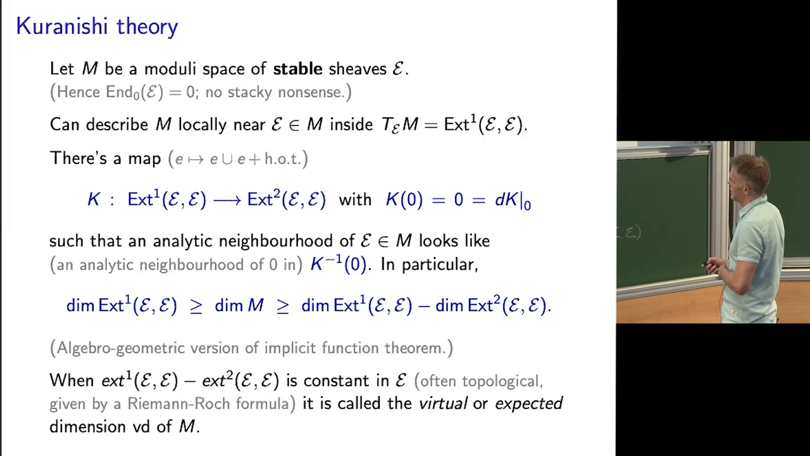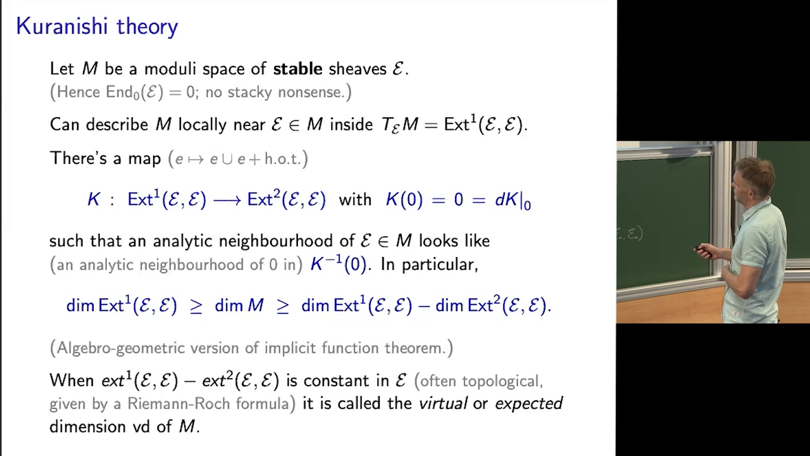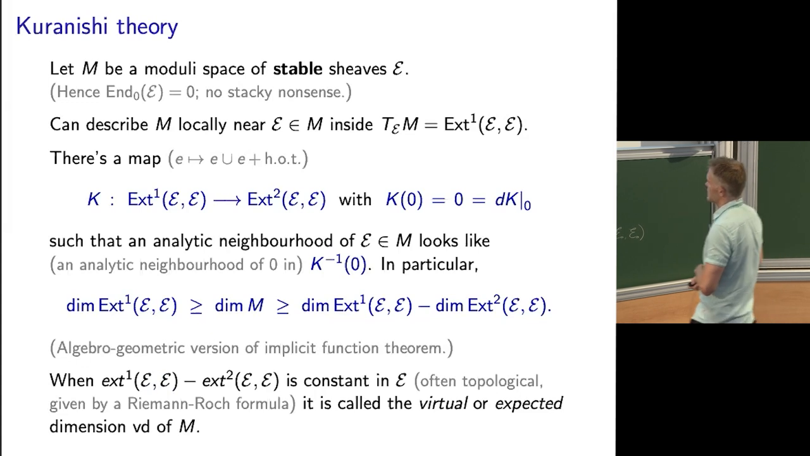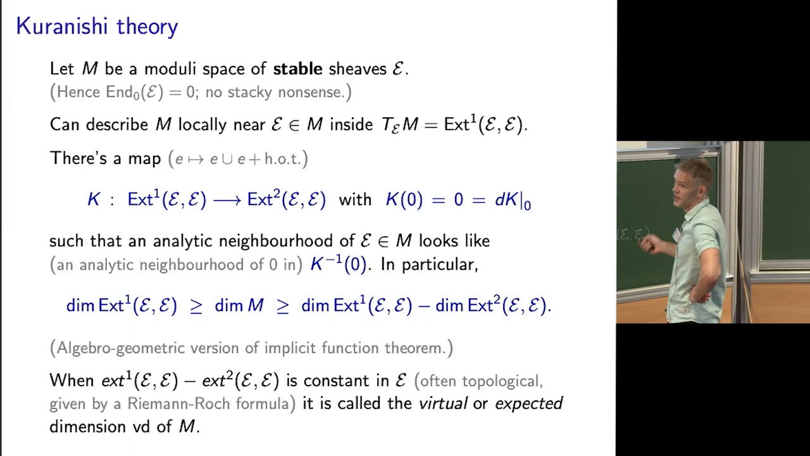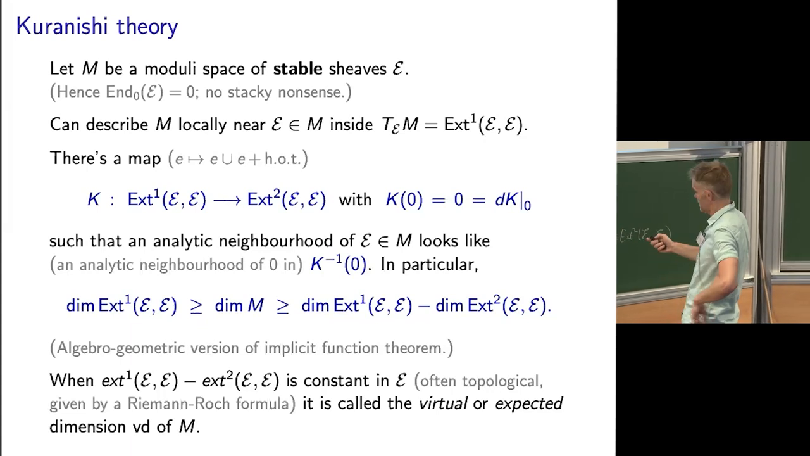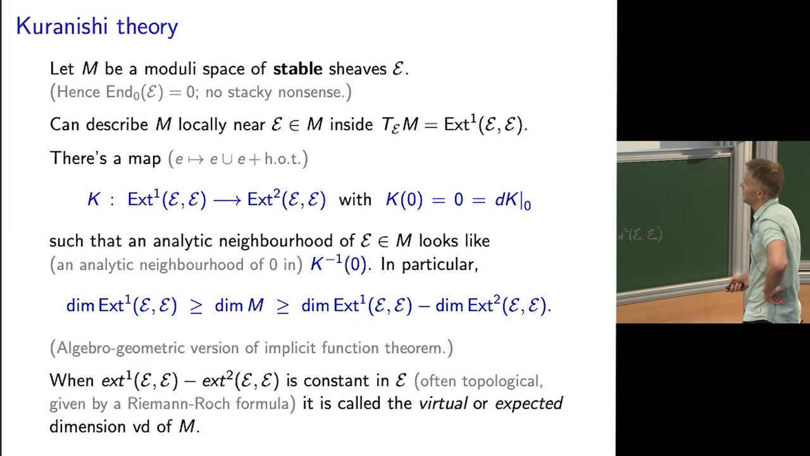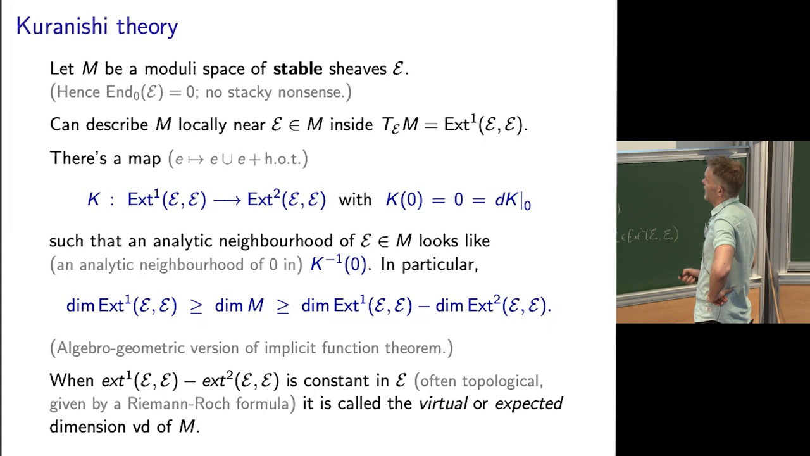And then this quantity here, the dimensions of these Ext groups, which is ext^1 minus ext^2, when that's a constant, for instance when the higher Ext's vanish, it'll be given by a Riemann-Roch formula. When that's a constant, it's called the virtual or expected dimension of M. So in good situations, there is no Ext^2, there's no obstruction space, and your moduli space is smooth, it looks like its Zariski tangent space locally analytically. In that case, the moduli space has this dimension.